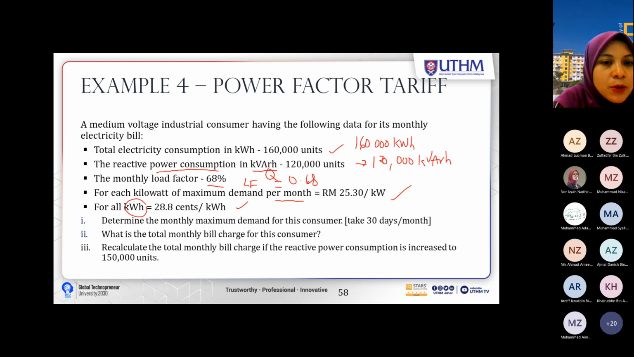So first you have to determine what is the monthly maximum demand for this consumer. So take 30 days per month. Okay, we need to find the maximum demand. This is for industrial. And then what is the total monthly bill charge? Once we have the maximum demand, how much will be charged to the consumer?